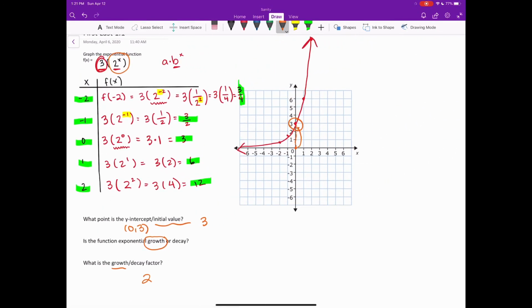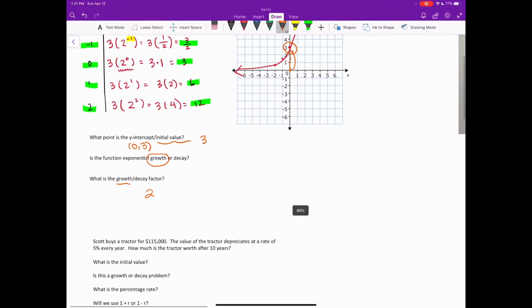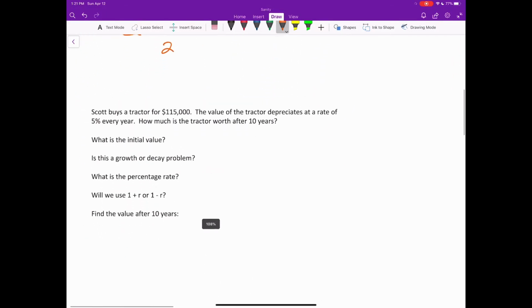All right, so that was that first one, just being able to make a table of values, graph an exponential, answer a couple questions about some of its key features. Let's move on to the next one. We're doing good. We're doing good.